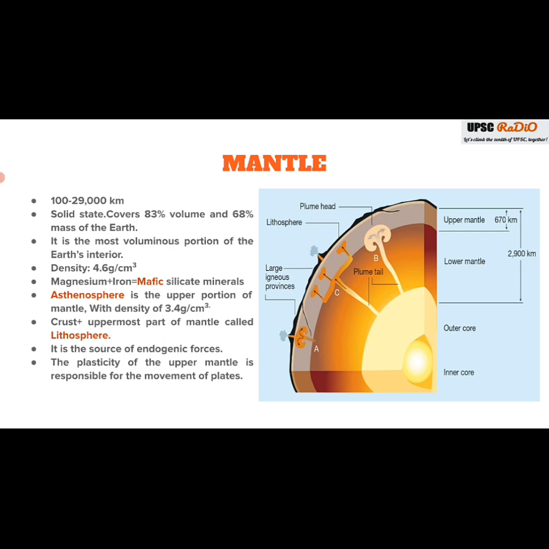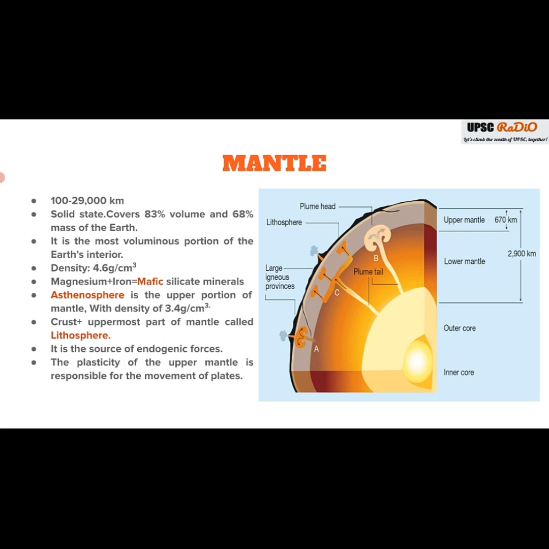The next layer is mantle. The depth of the mantle is 100 to 2,900 kilometers. It is in solid state and covers 83% of volume and 68% of mass of the Earth. It is the most voluminous portion of the Earth's interior. Density 4.6 gram per centimeter cube. Its constituents are magnesium and iron, that is mafic silicate minerals.